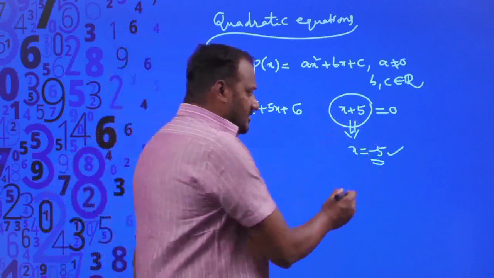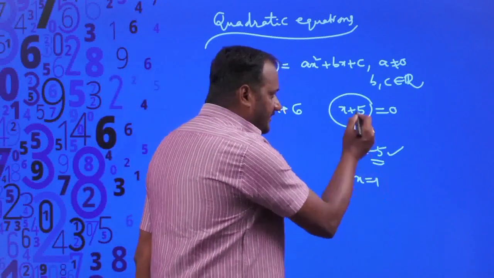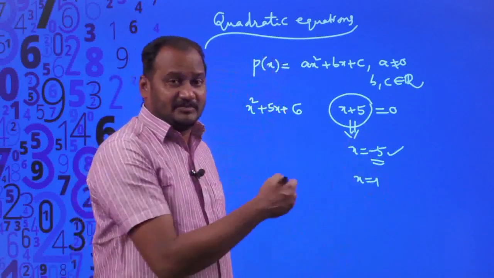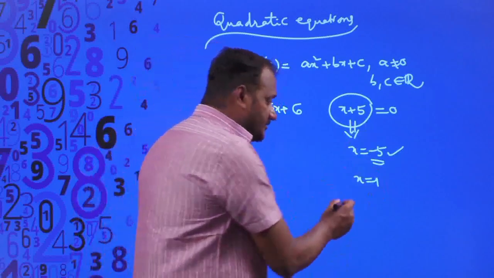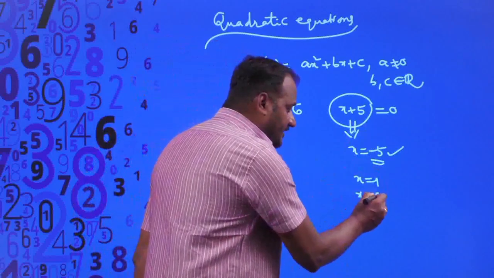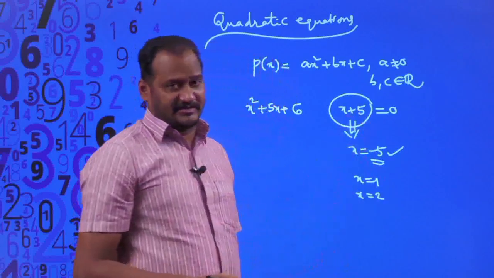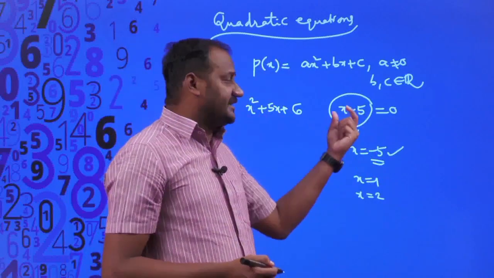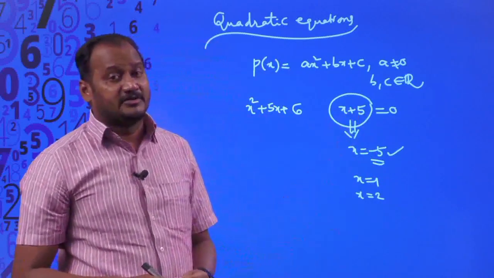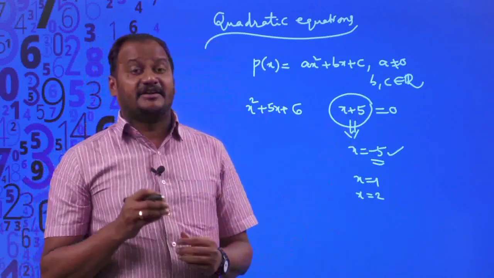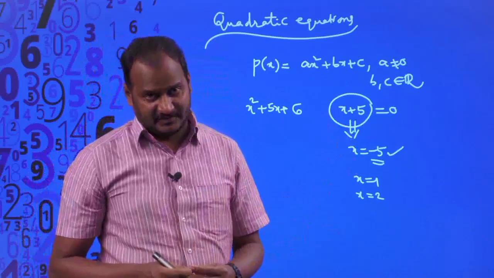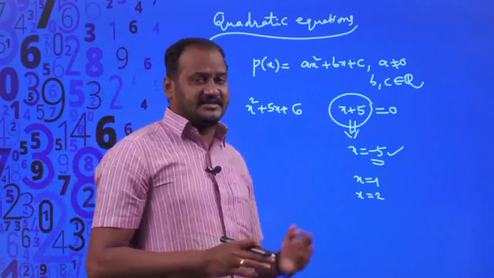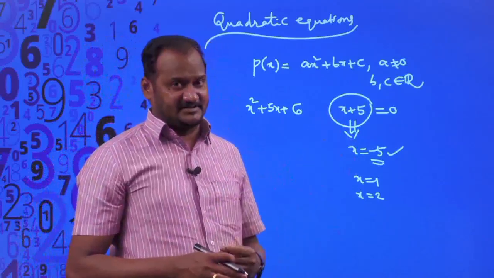For example, if you put x is equal to 1, then x plus 5 will become 1 plus 5 is equal to 6. If you put x is equal to 2, then 2 plus 5 is equal to 7. So this polynomial expression will give values according to the values of the variable. There is no fixed value for x plus 5 as it is an expression.